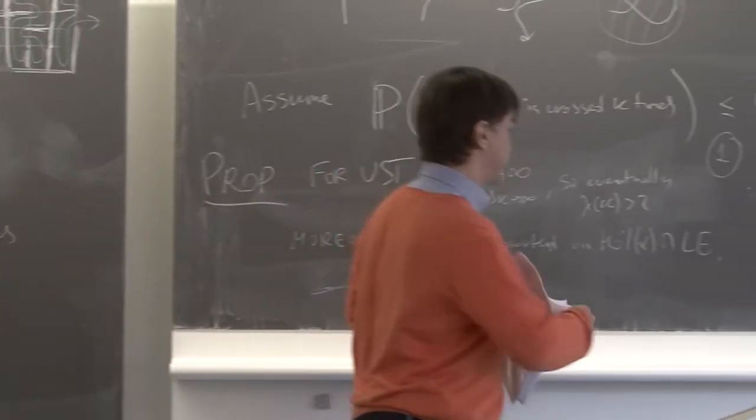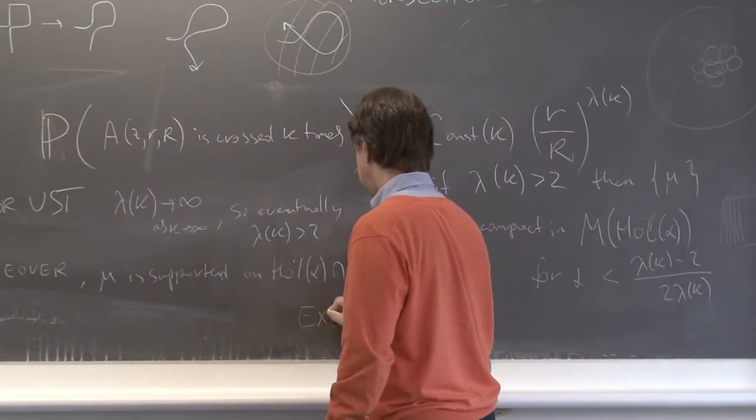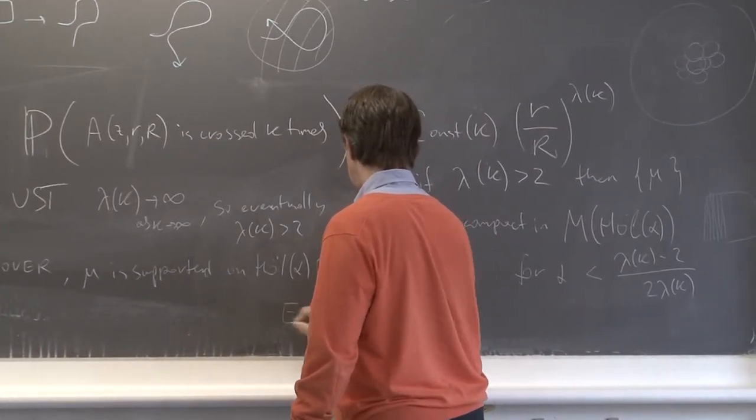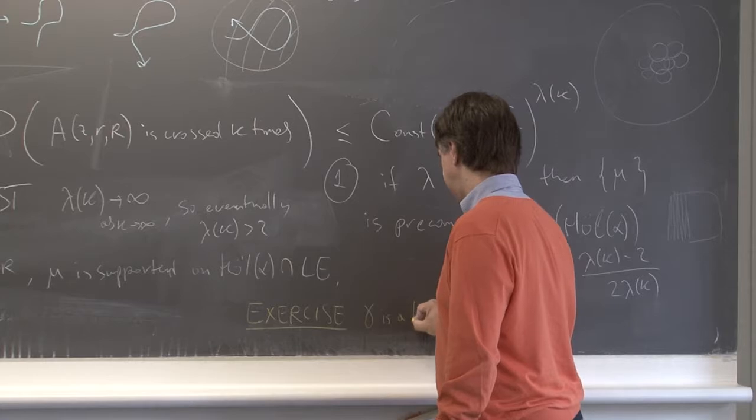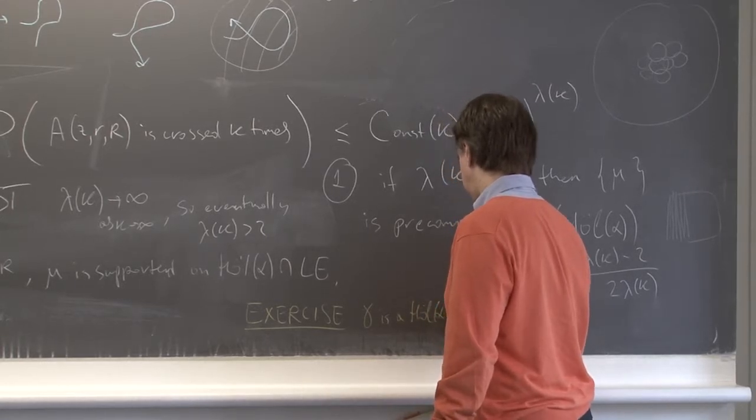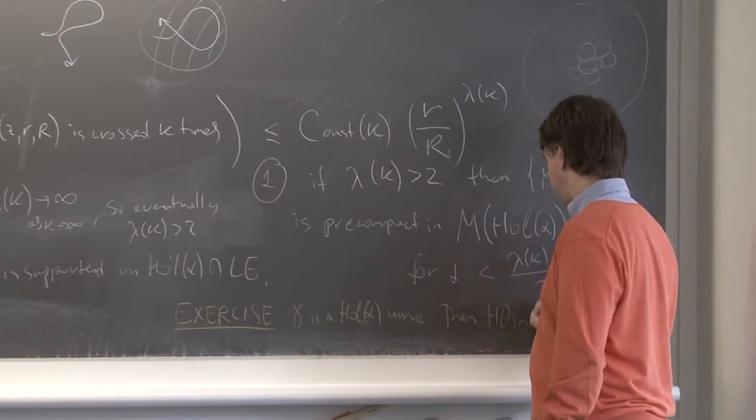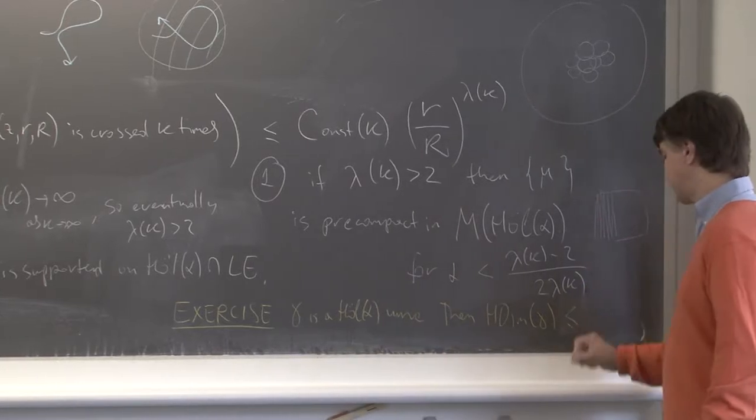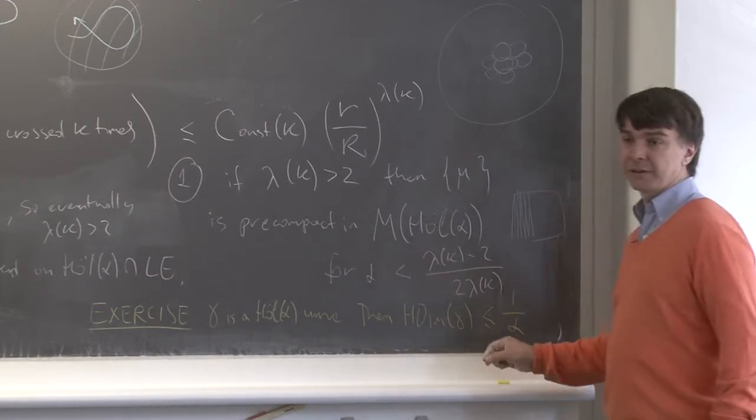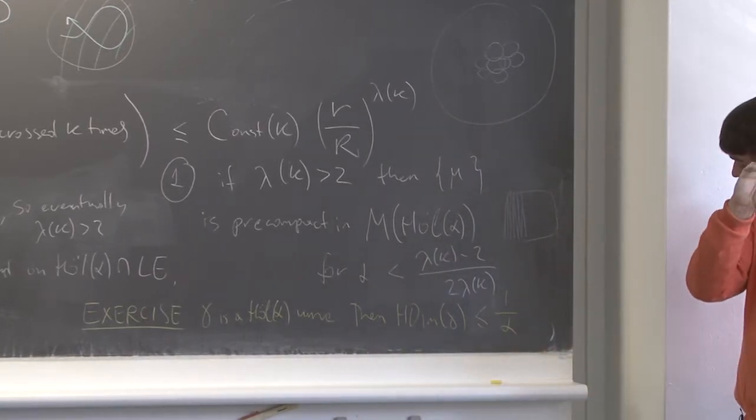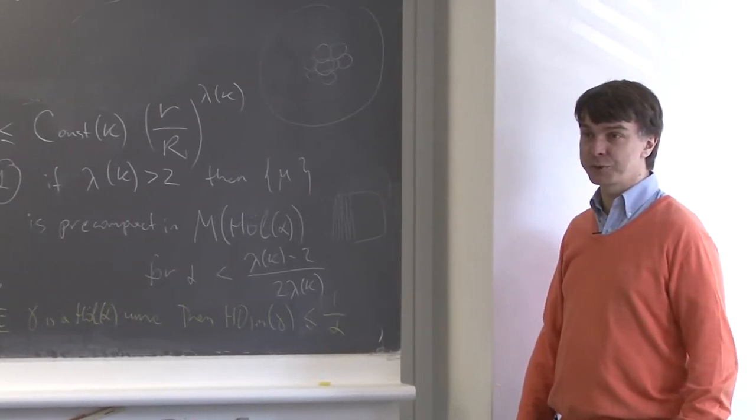By the way, maybe let's immediately do an exercise. Suppose that gamma is a Hölder alpha curve. Then Hausdorff dimension of gamma, or Minkowski dimension, or whatever other dimension you know, is at most what? 1/α. So if we have Hölder 1/2 curve, then its dimension is at most 2.